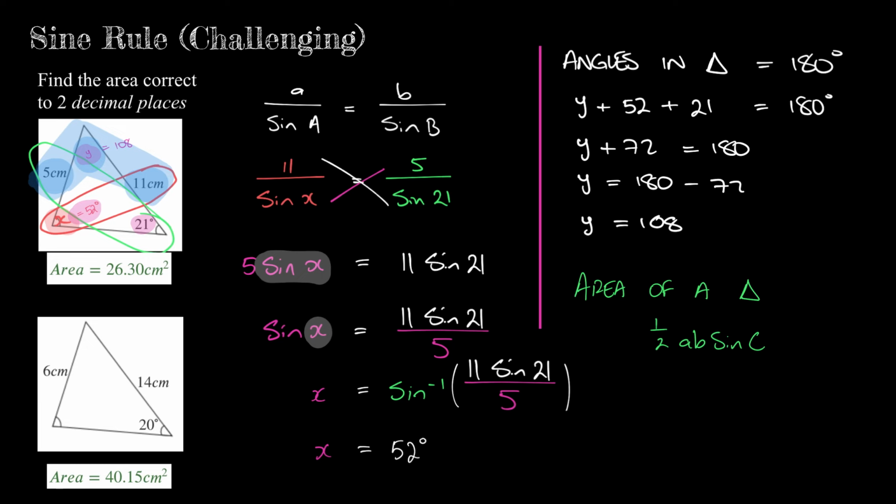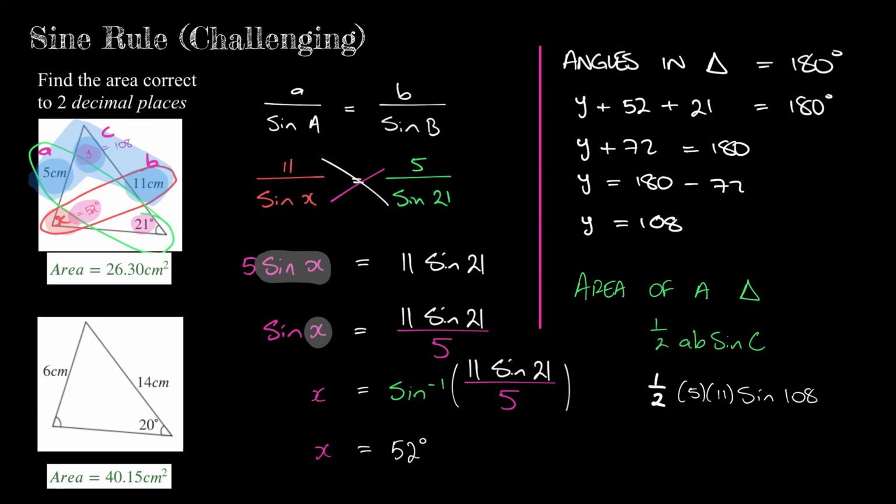Okay, so in this case, obviously C will be equal to 108. I'll just put that in there in maybe slightly bigger writing. So C is 108. So C is this one. A is obviously A, and B is obviously B. Okay, so we can fill those values in. And if we fill those values in, we'll get half of 5 times 11 times sine of the angle, which we worked out to be 108.